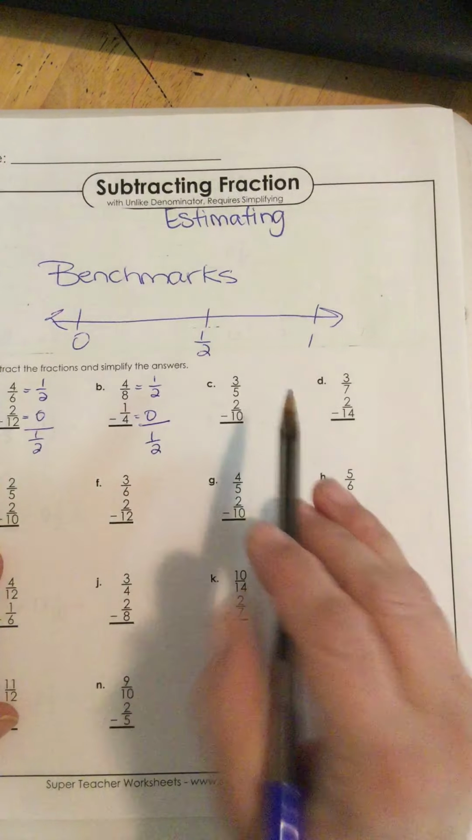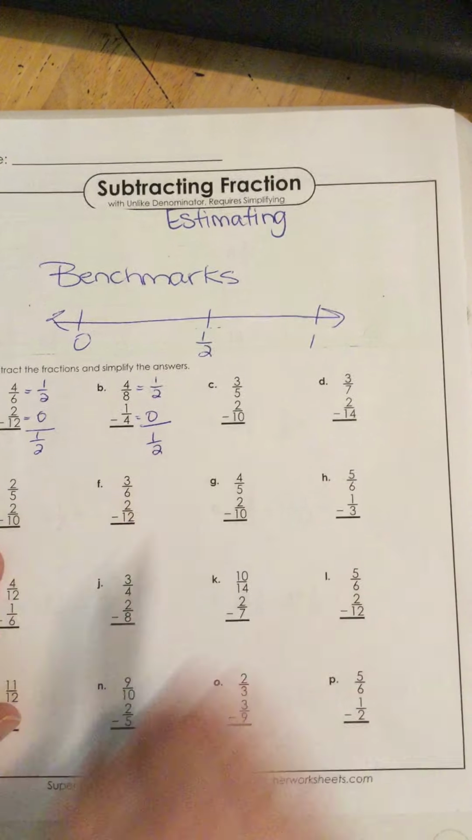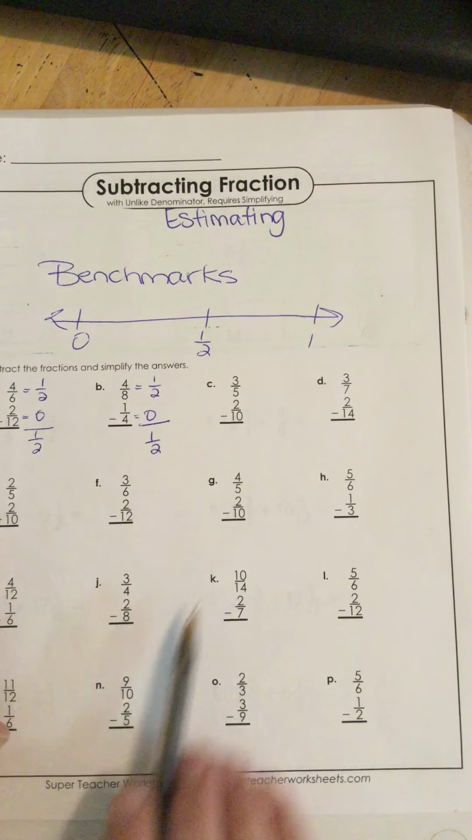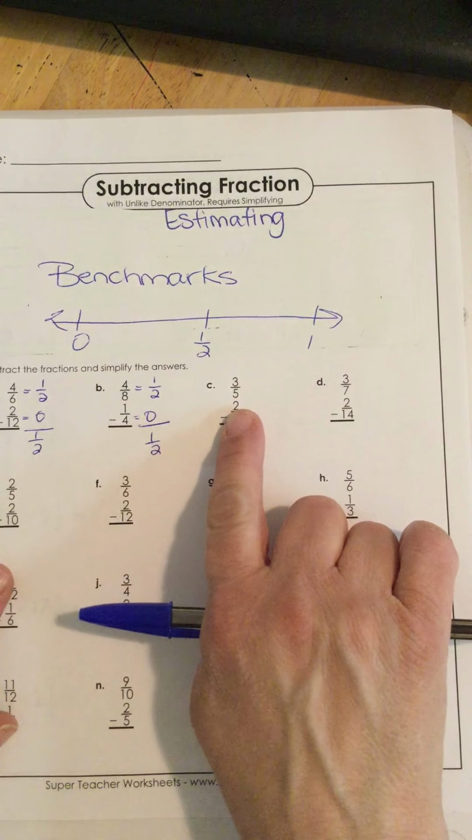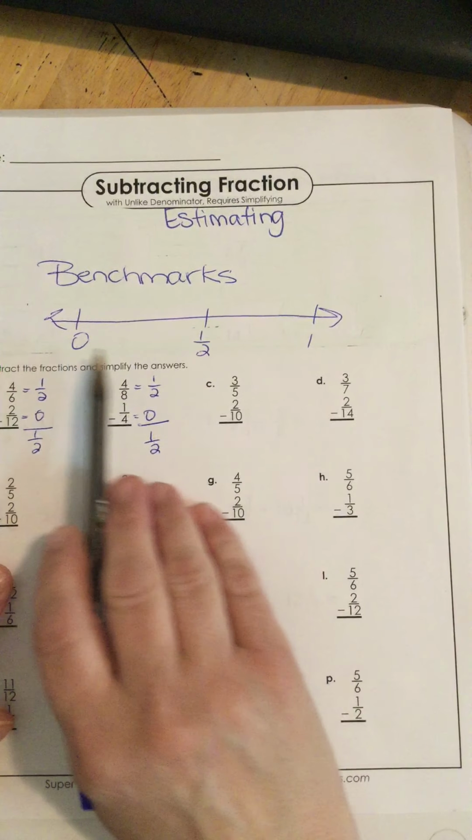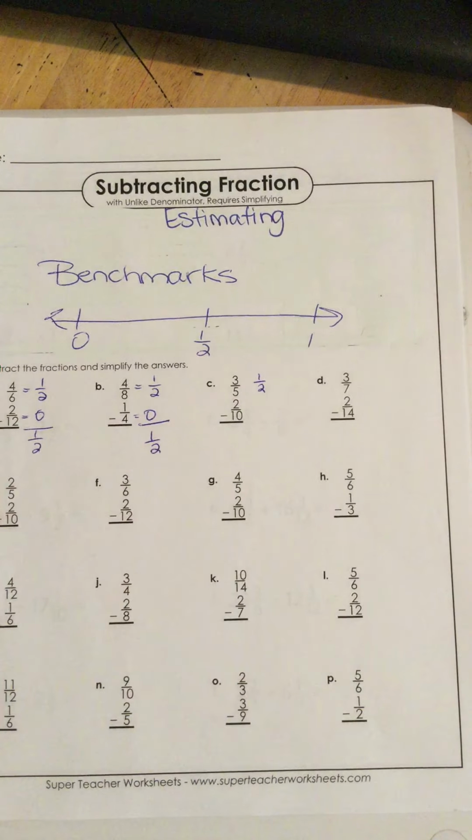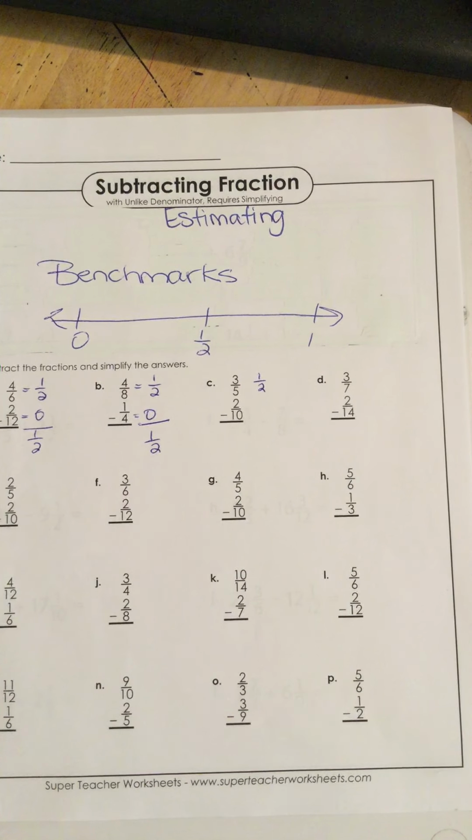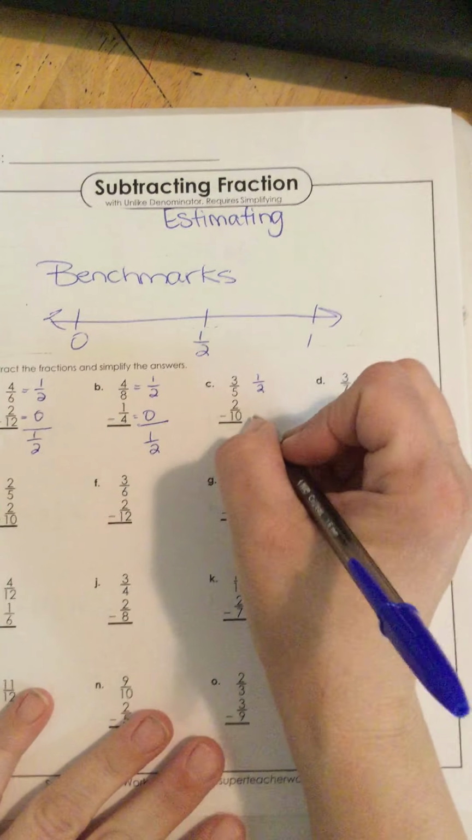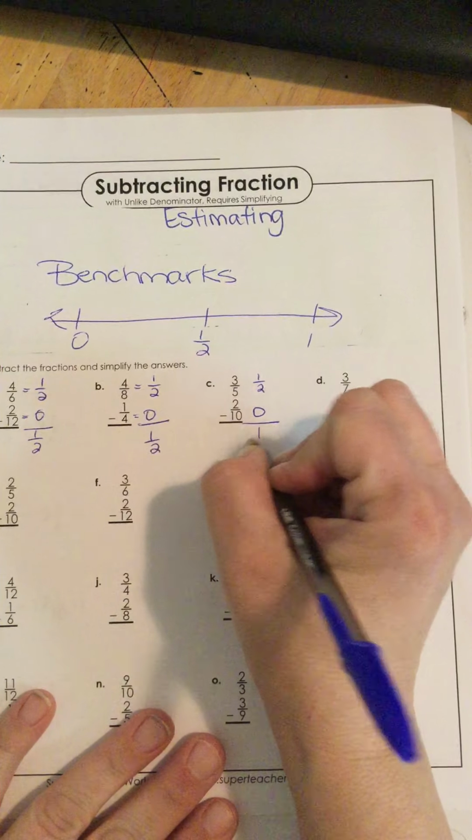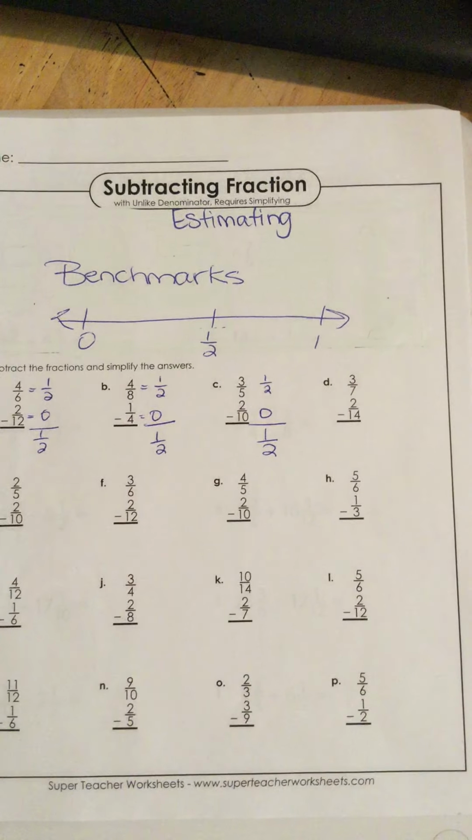All right. 3/5 plus 2/10. What would you estimate 3 over 5 to be? I would go with 1/2. And then 2 over 10. And I would go with 0. Which leaves you with 1/2 again.